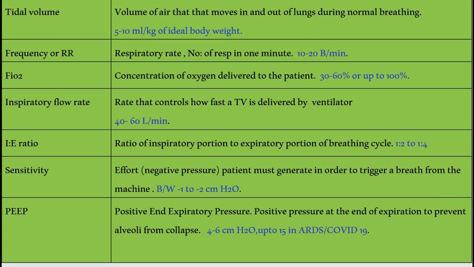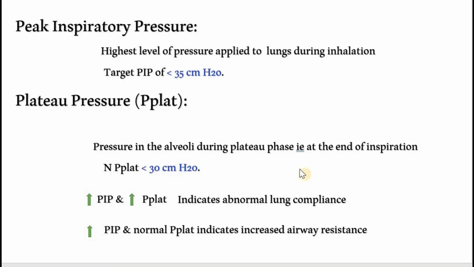Now, before moving to modes of mechanical ventilation, you have to be familiar with two more terms. That is peak inspiratory pressure, also called P-peak, and plateau pressure, P-plat. The peak inspiratory pressure means peak pressure during inspiration. It is the highest level of pressure applied to the lungs during inhalation. It should be less than 35 centimeter water.